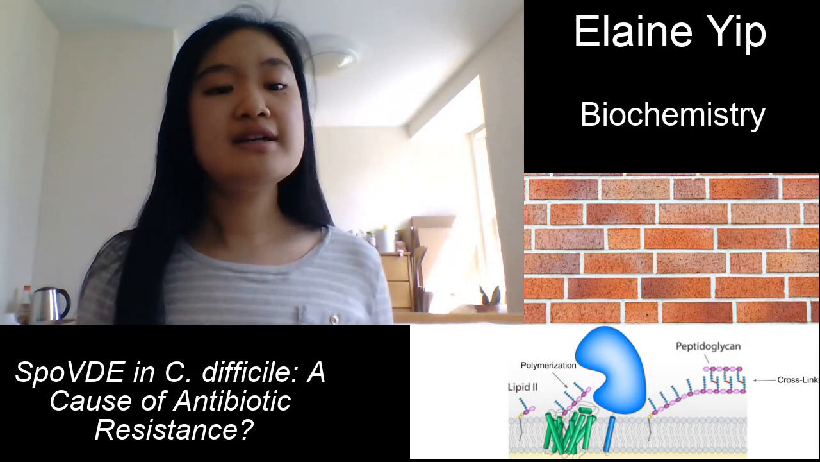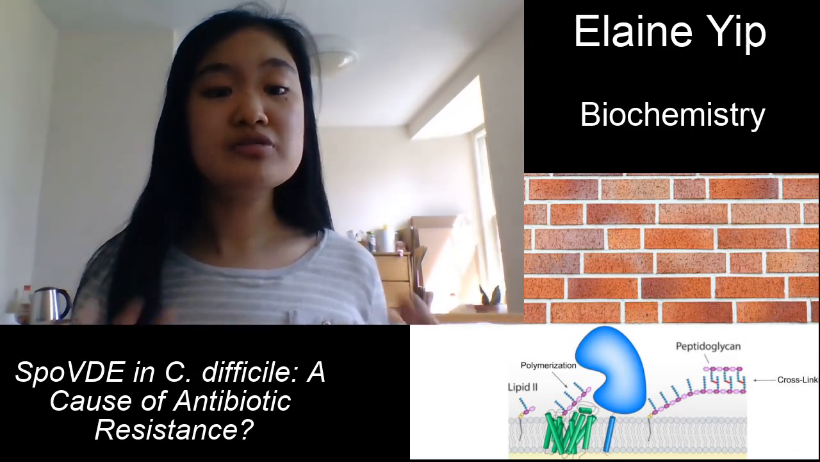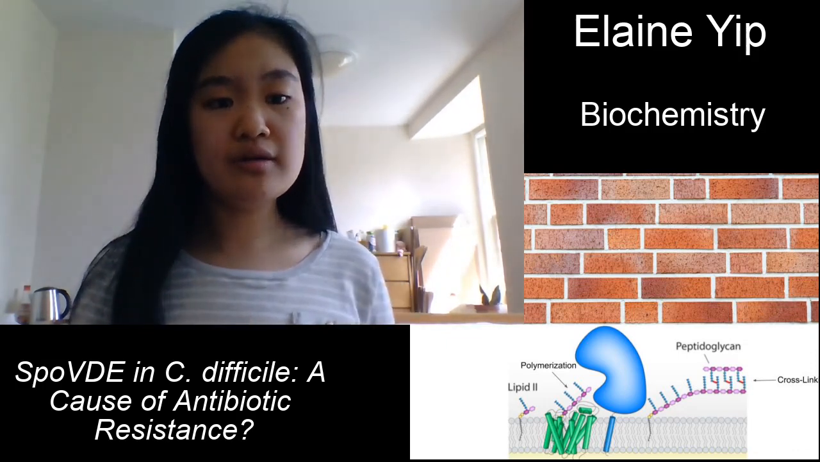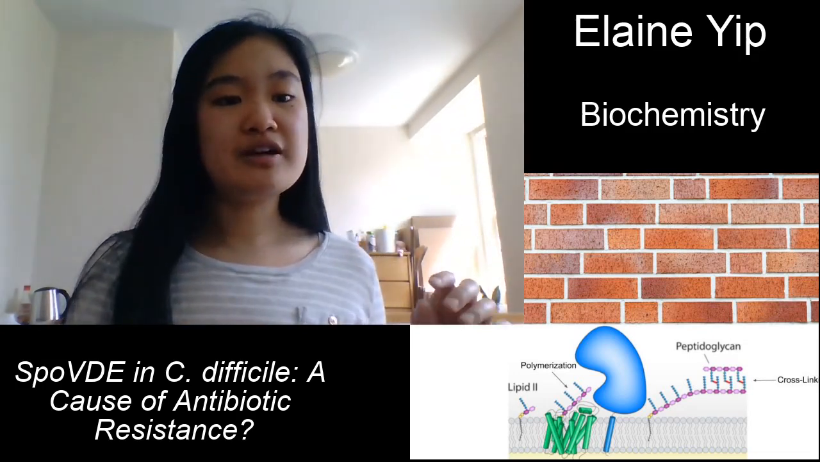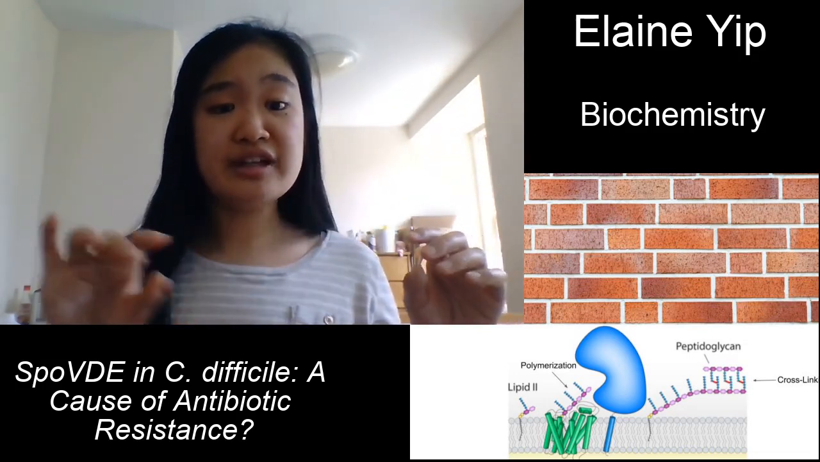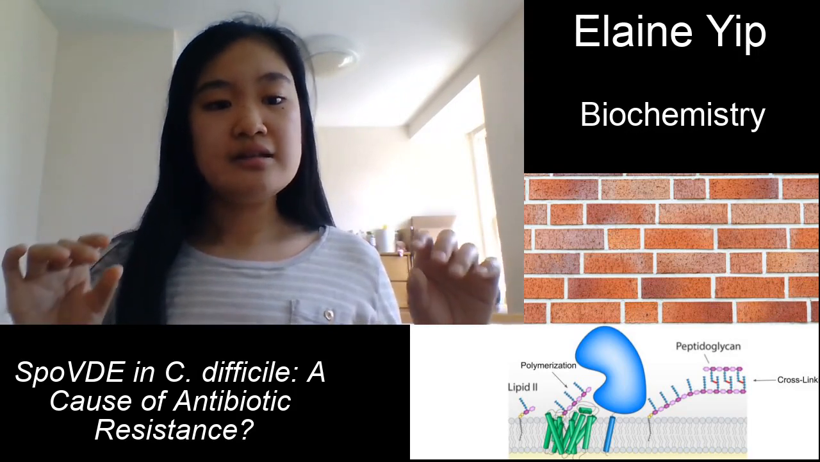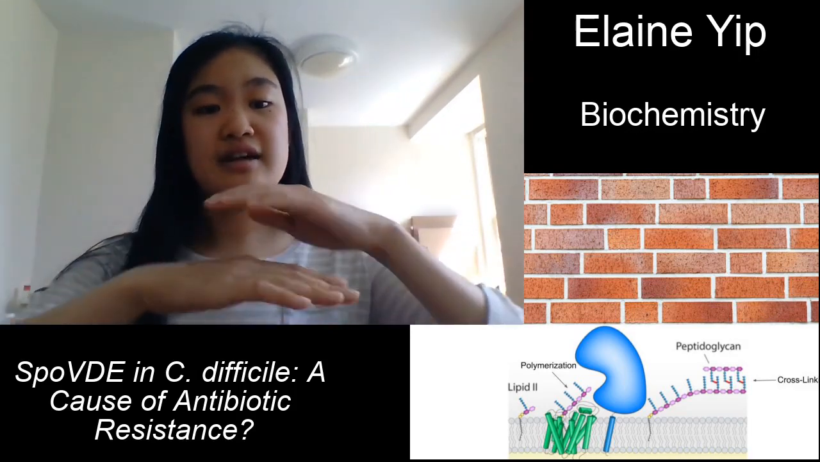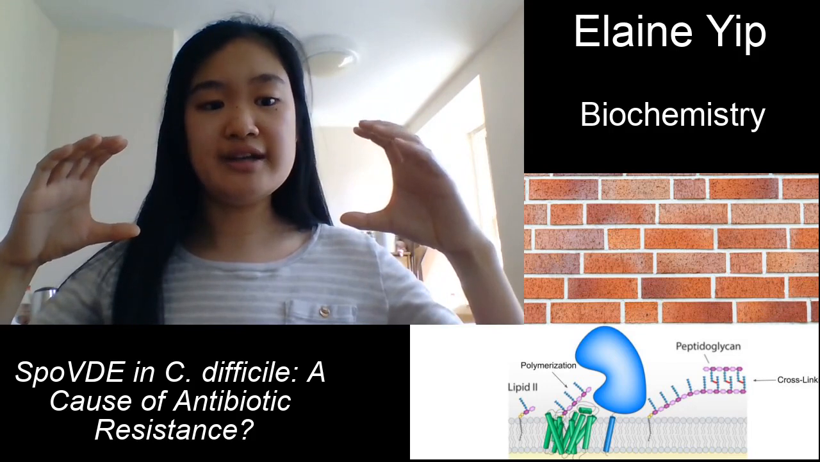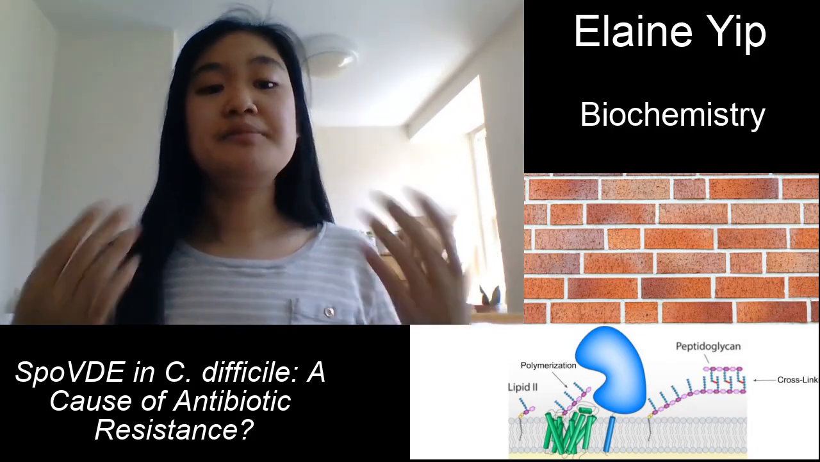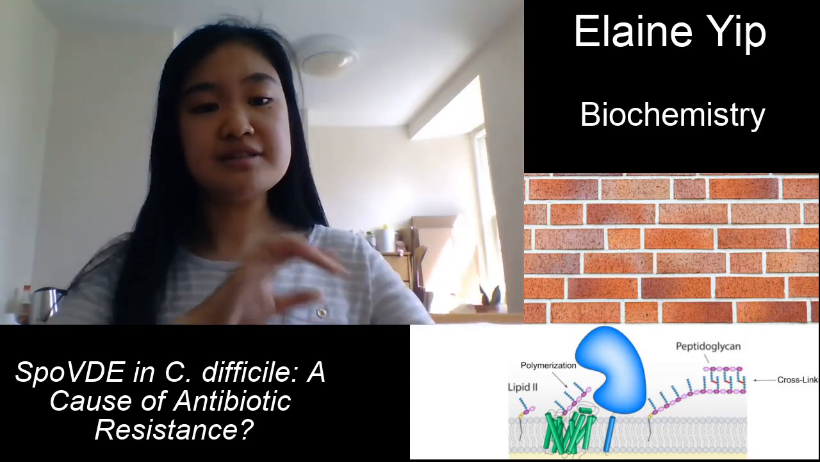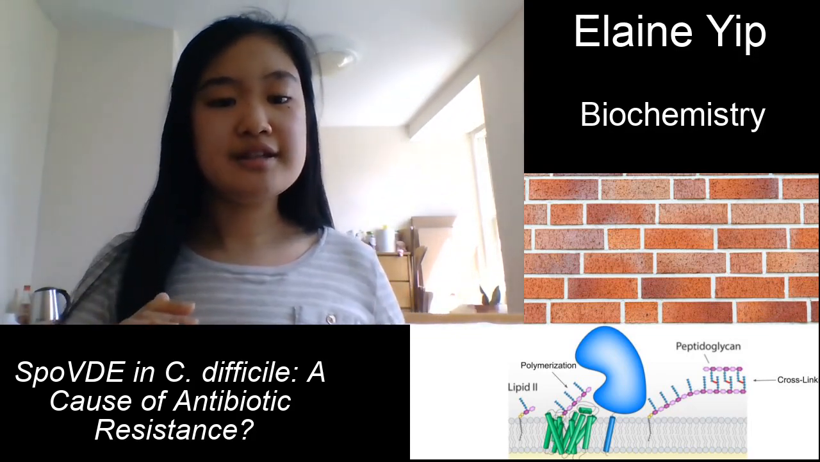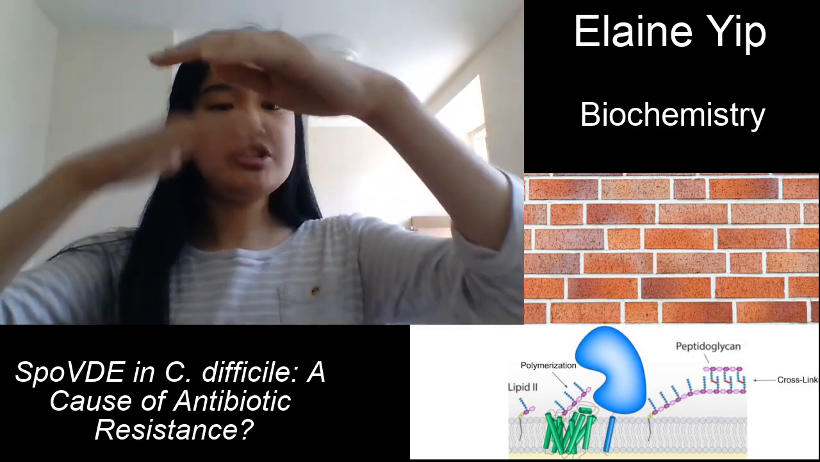Now, most antibiotics work by disrupting proteins that build the bacterial cell wall. The cell wall is built like this. First, these building blocks called lipid 2 are polymerized or linked together into a chain. These chains are then cross-linked together to form a layer of peptidoglycan. We can compare this to building a brick wall, where polymerization is cementing bricks into a row, and cross-linking is cementing rows of bricks on top of each other.